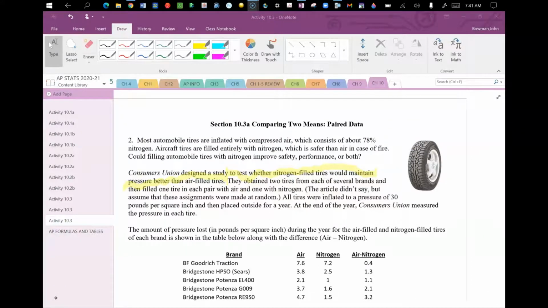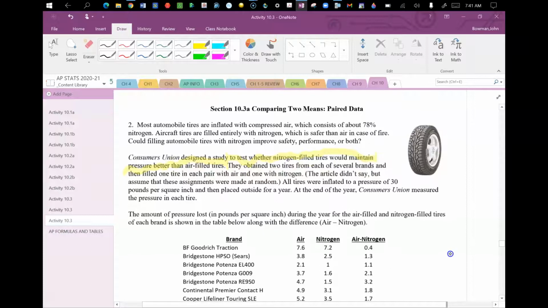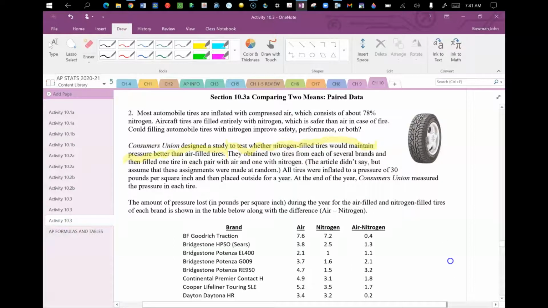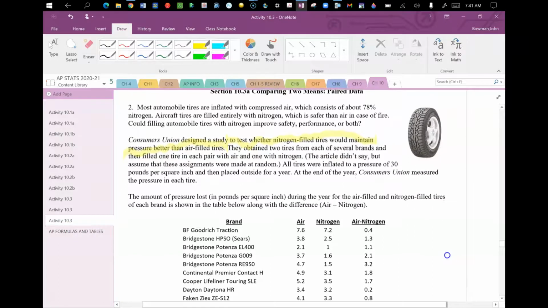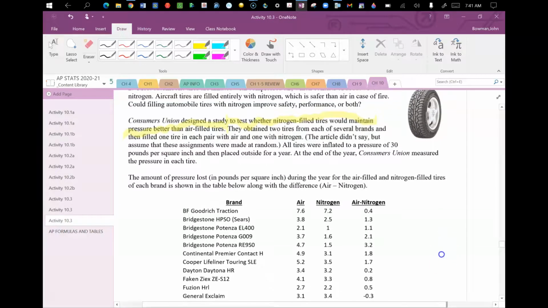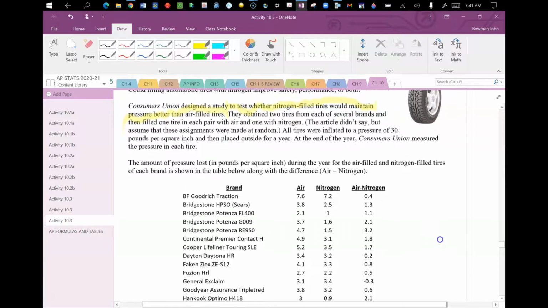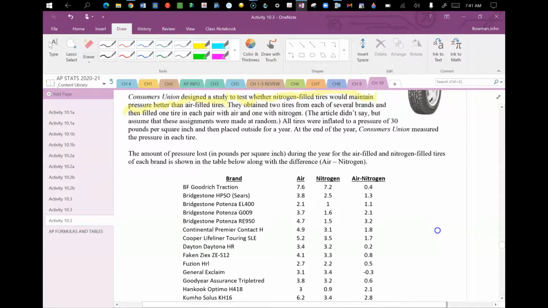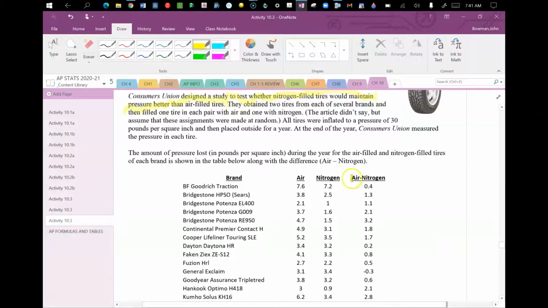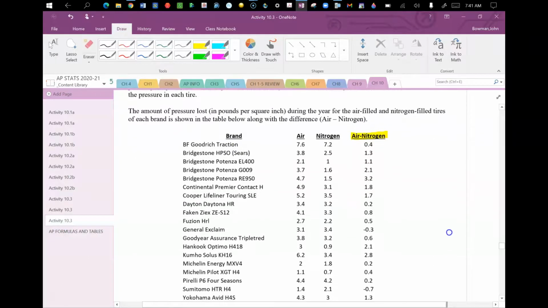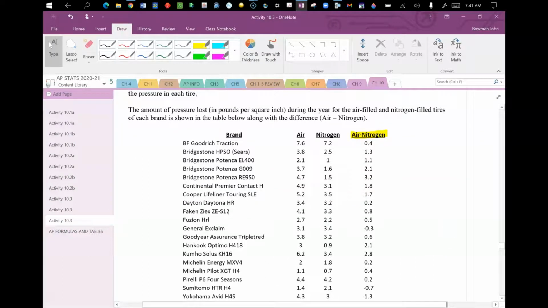This next example is another paired data situation, or a matched pairs situation, and it's comparing the loss in tire pressure based on using air versus nitrogen. And notice again that the order is specified, so air minus nitrogen, and they're using the same brand tire, so that's the pairing there. So what I'd like you to do is pause the video for a minute or enough time to work through this example and then come back and we'll go over it together.